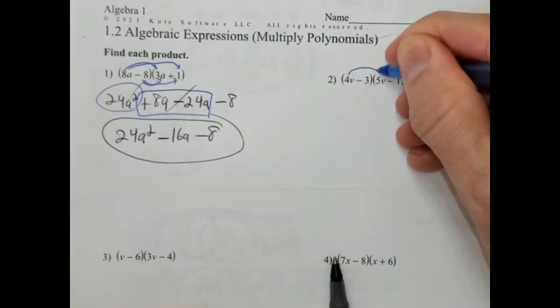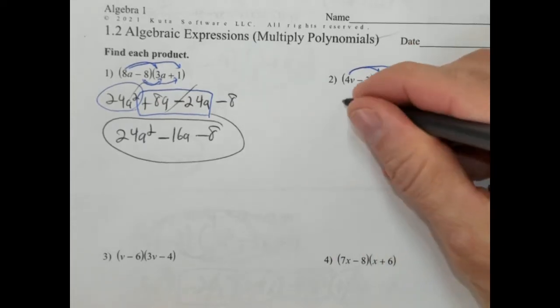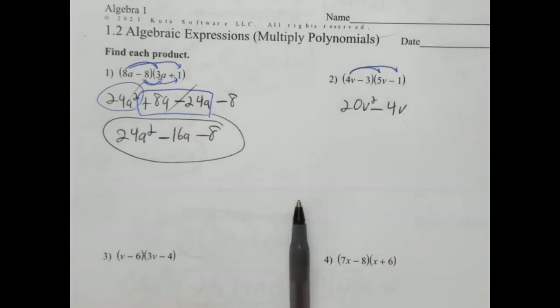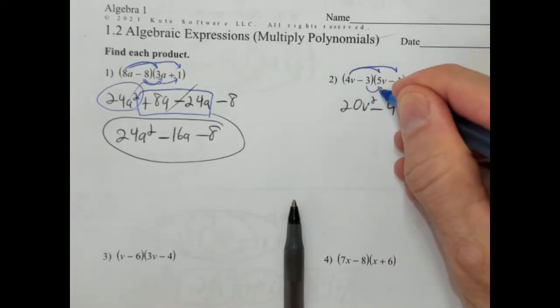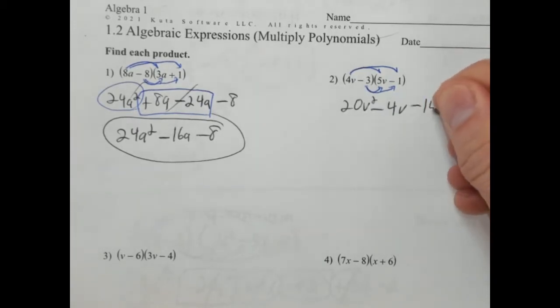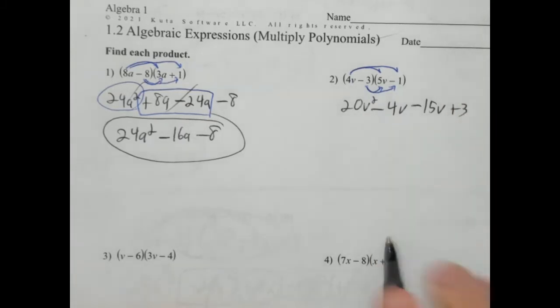So we're going to distribute the 4v times 5v, and 4v times negative 1. So 4v times 5v is 20v squared. 4v times negative 1 is negative 4v. Negative 3 times 5v, and negative 3 times negative 1. Negative 3 times 5v is negative 15v or minus 15v. Negative 3 times negative 1 is positive 3.